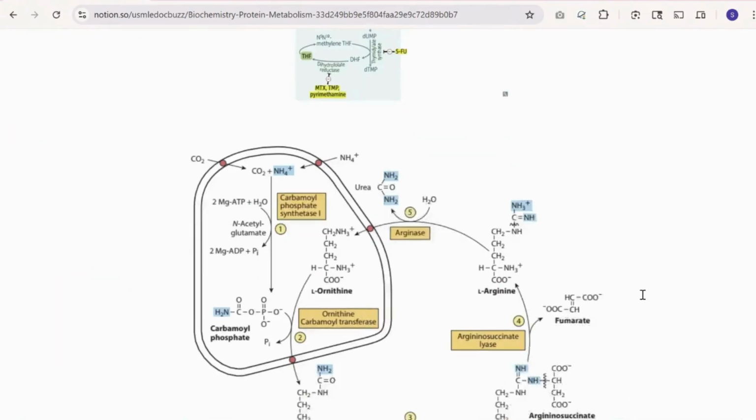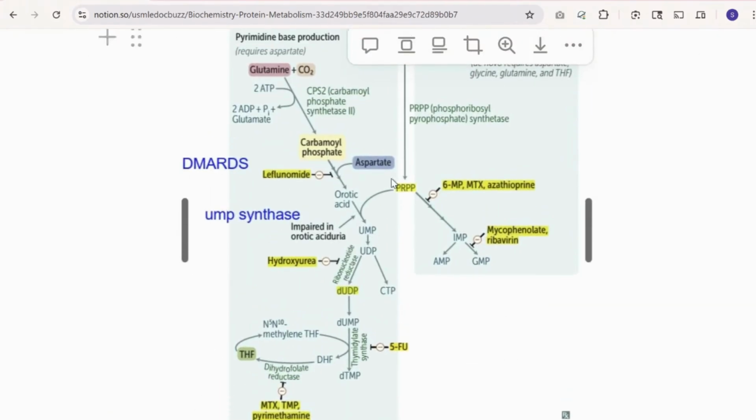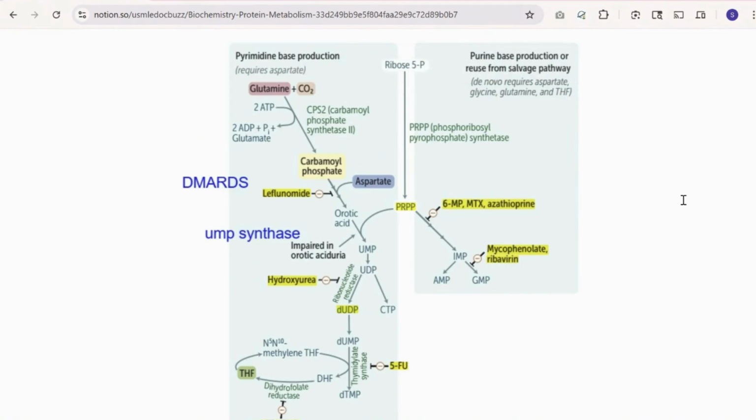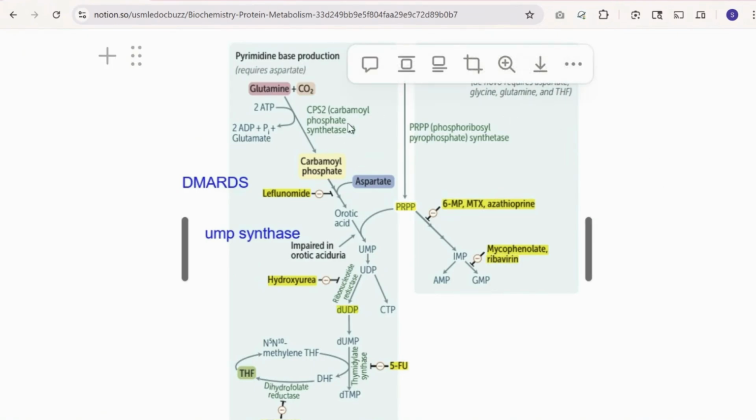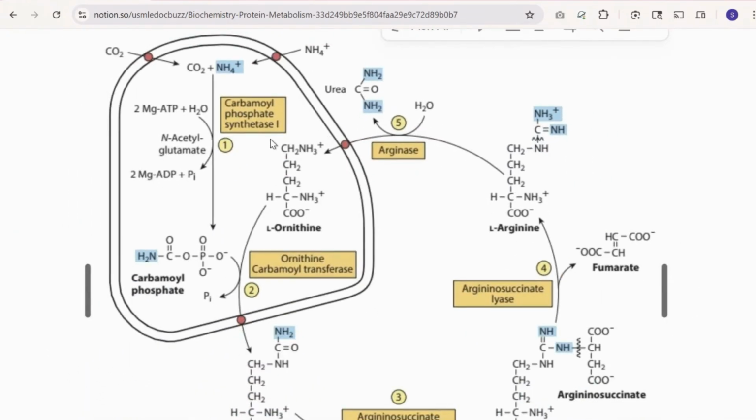Okay, now we're going to go into the urea cycle, but I just wanted to point out one enzyme that you need to correlate with the urea cycle. The main thing is CPS2, carbamoyl phosphate synthetase 2. What is it taking? Glutamine and carbon dioxide, and making carbamoyl phosphate. This is the brother of CPS1 that you see in the urea cycle. So, carbamoyl phosphate synthetase 1.